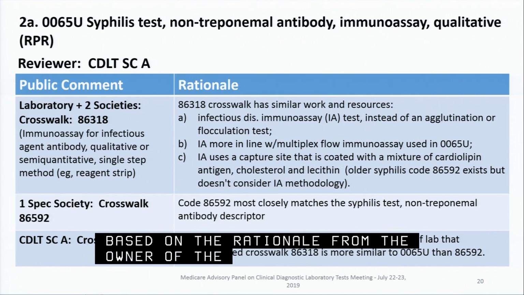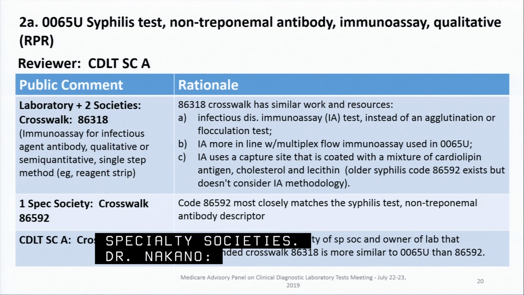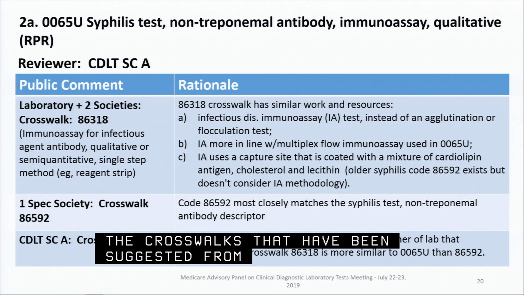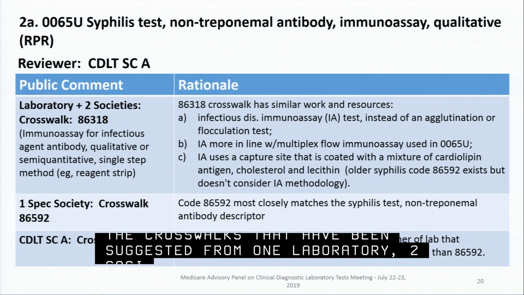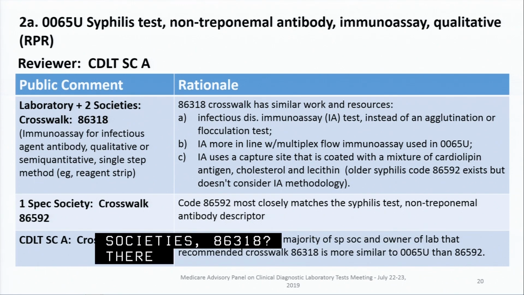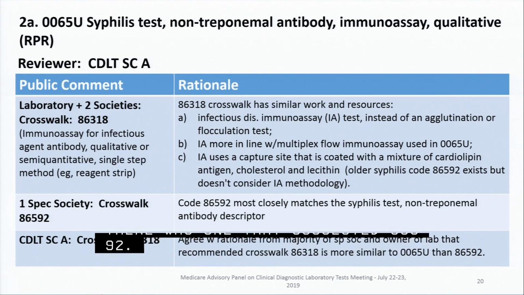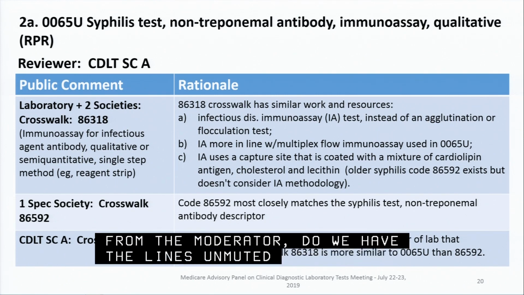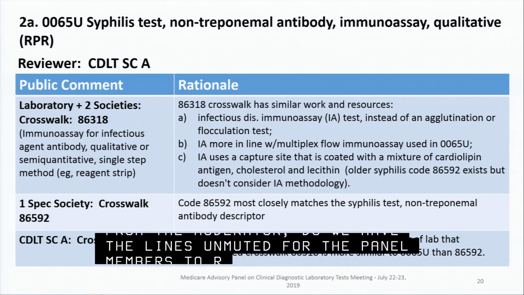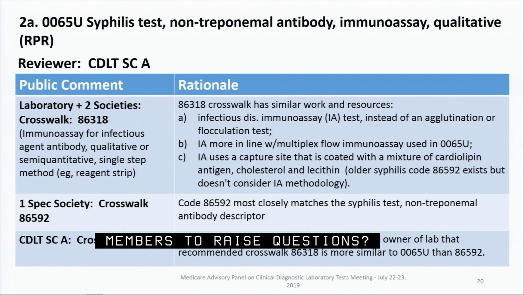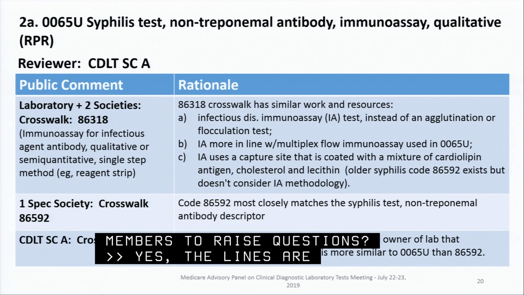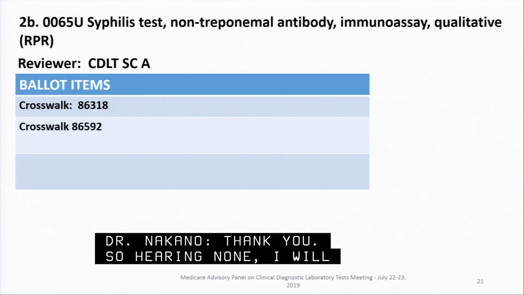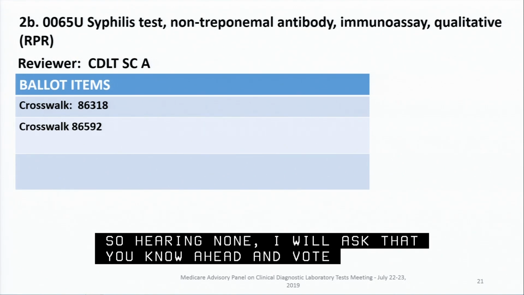Do we have any questions from the panel members regarding the crosswalks that have been suggested by one laboratory, two societies, the subcommittee, 86318? There was one specialty society that suggested 86592. Any questions from the panel members here? For the moderator, do we have the lines unmuted for the three panel members to raise any questions? And so if the panel members online do have questions, please let us know now. Yes, the lines are unmuted. Thank you. Great. So hearing none, I'm going to ask that you go ahead and vote for the crosswalk of 86318 or 86592.